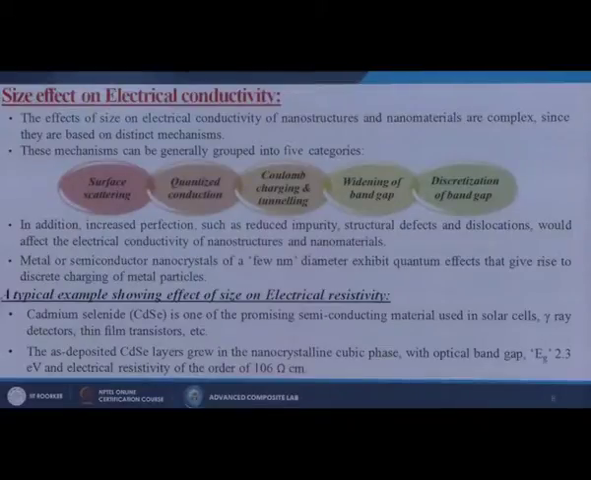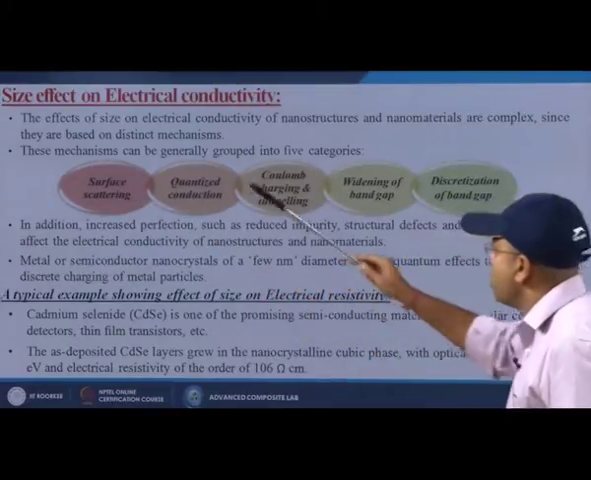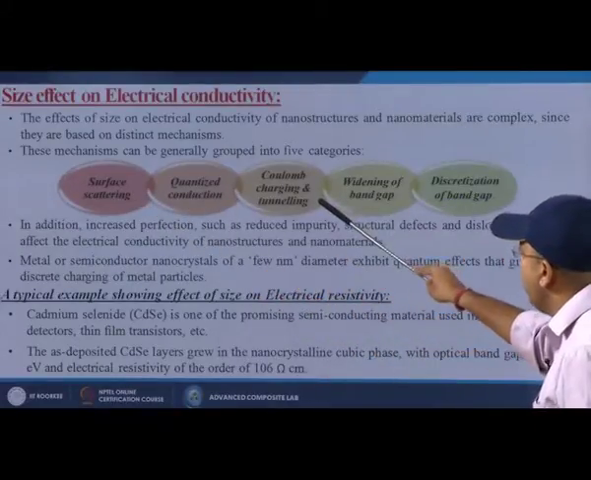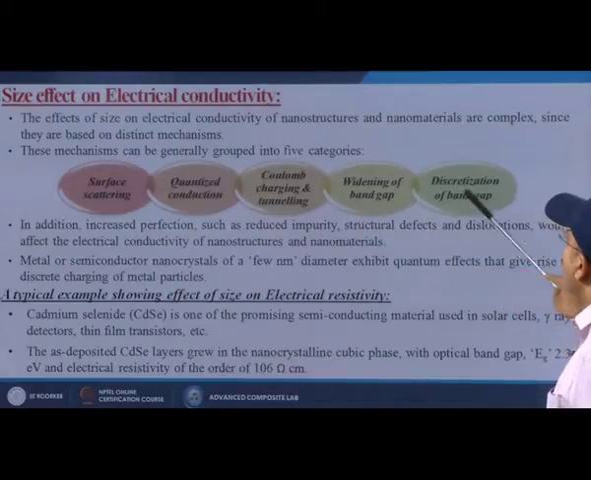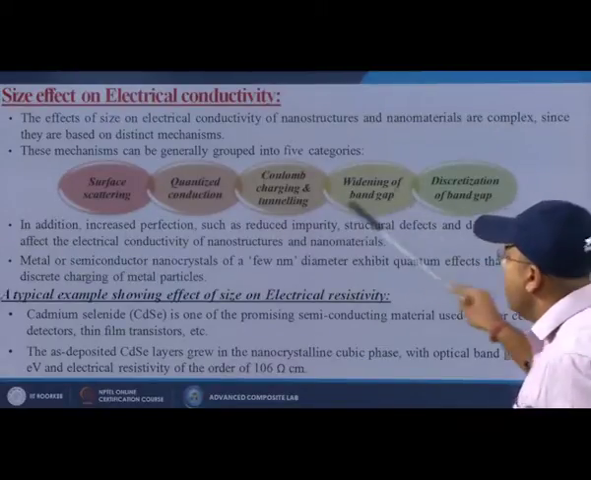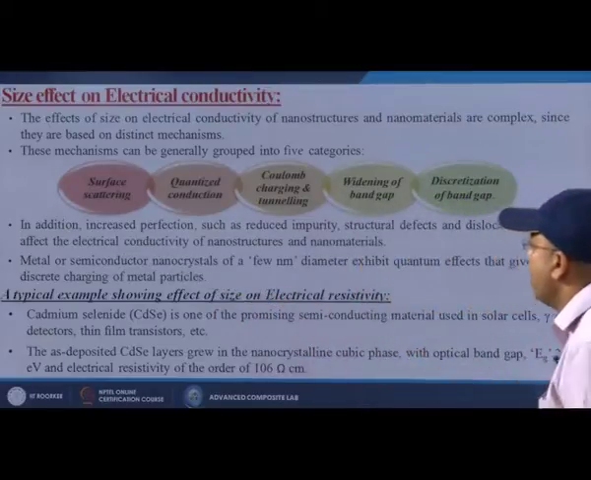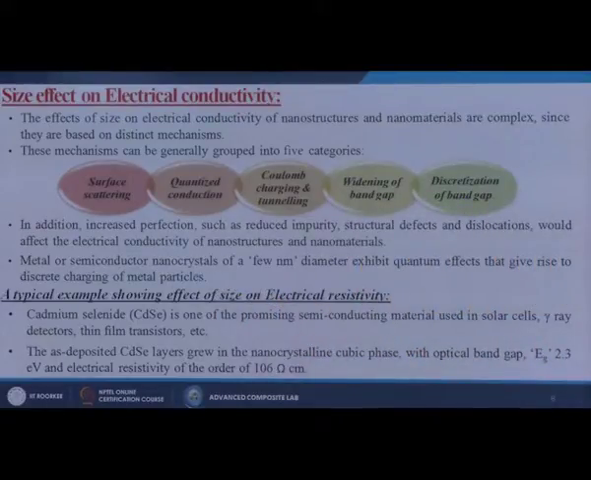Size effect on electrical conductivity. The effects of size on electrical conductivity of nanostructures and nanomaterials are complex, since they are based on distinct mechanisms. These mechanisms can be generally grouped into 5 categories: surface scattering, quantized conduction, Coulomb charging and tunneling, widening of band gap, and discretization of band gap. In addition, increased perfection, such as reduced impurities, structural defects and dislocations, would affect the electrical conductivity of nanostructures and nanomaterials.